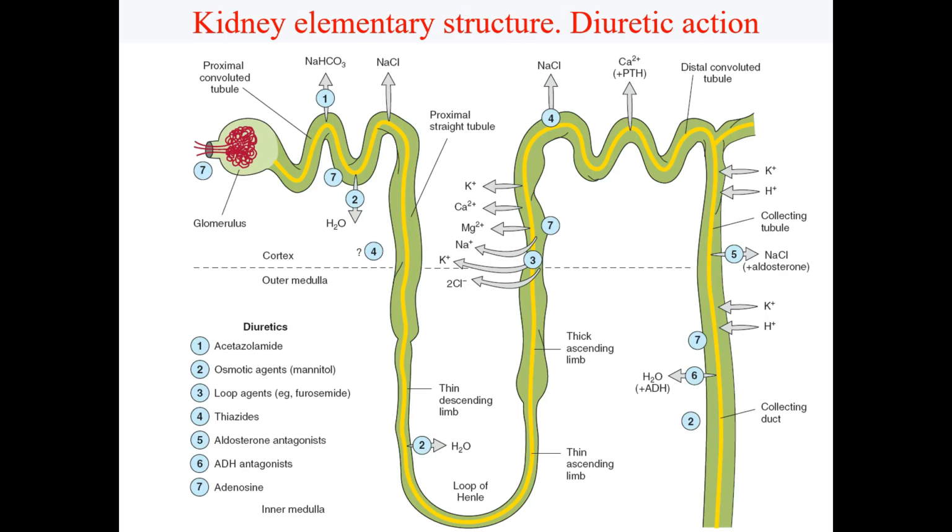So on this picture you can see the site of diuretic effect of different specific drugs: acetazolamide, osmotic agents mannitol, loop agents furosemide, thiazides, aldosterone antagonists, antidiuretic hormone antagonists, and adenosine.